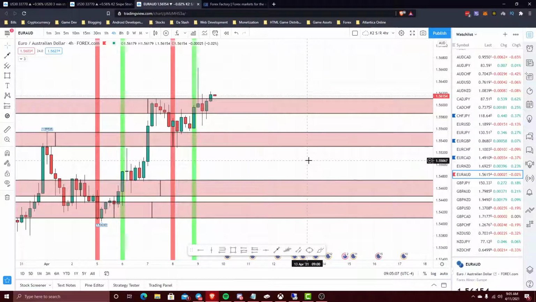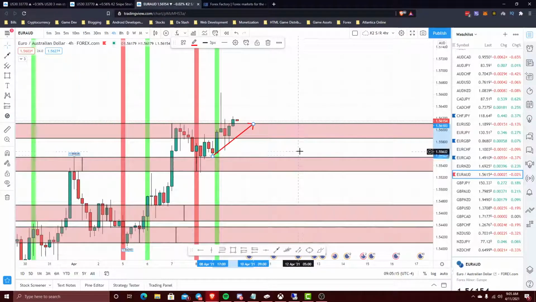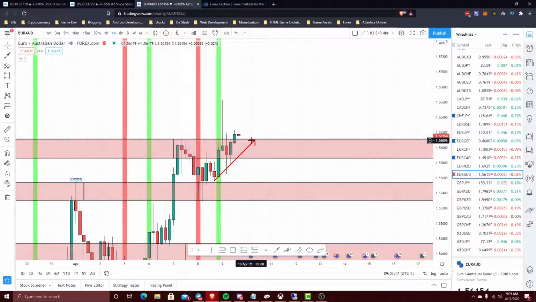Alright, Euro AUD. We have this bullish signal here, and I may take a trade on this. Let me see where the next zone is.